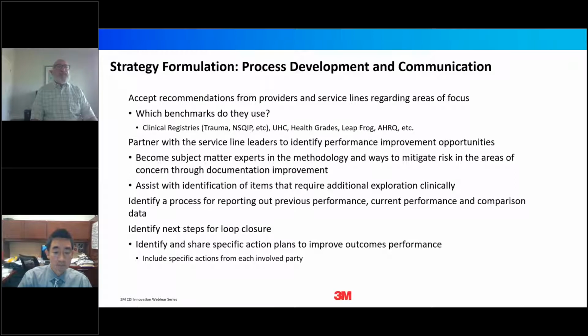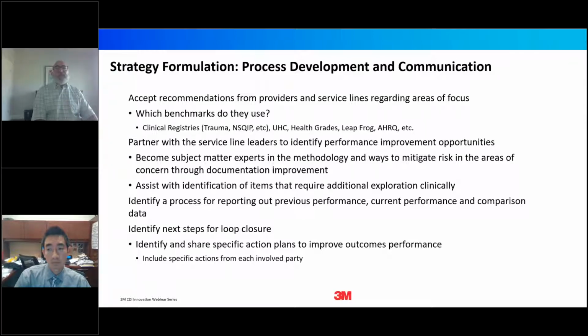But you also need to understand that there are other individual benchmarks that each service line uses, like MISCLIP, and different providers and groups have different things. So we want to make sure that we work with them very closely. Of the ones that we chose and that they used, we wanted to become experts in the methodology and figure out ways to mitigate those risks around documentation. And I think that's key as well.